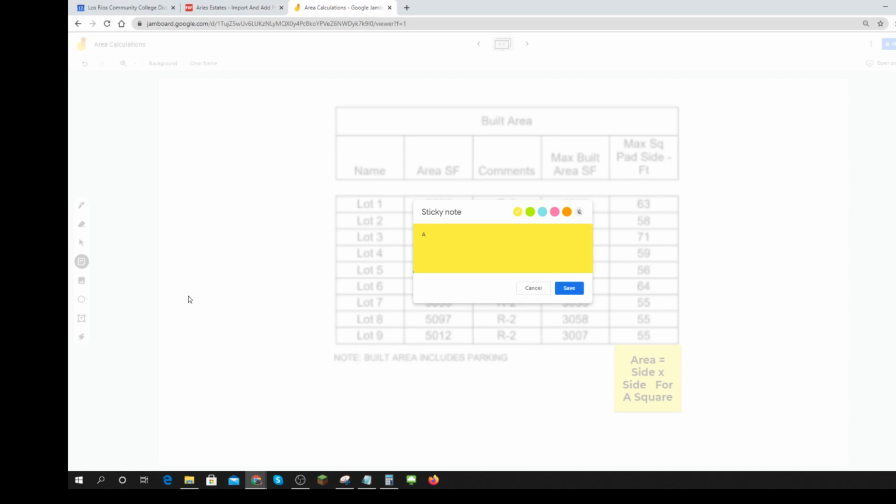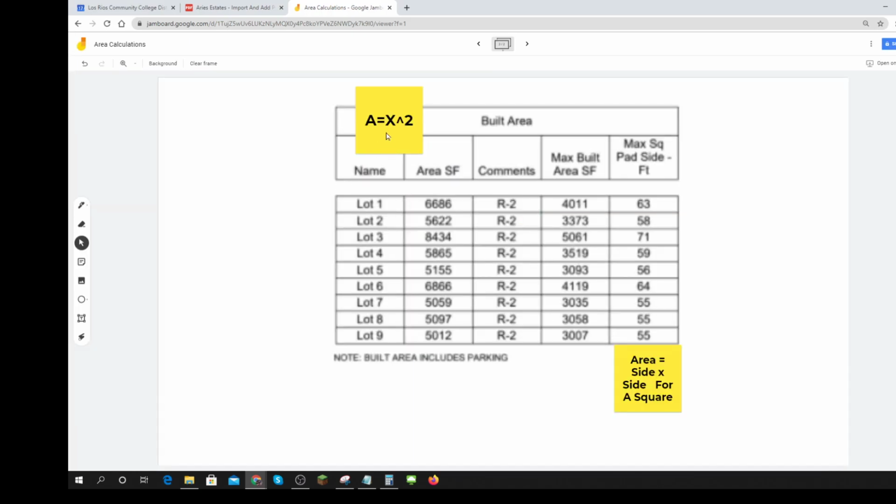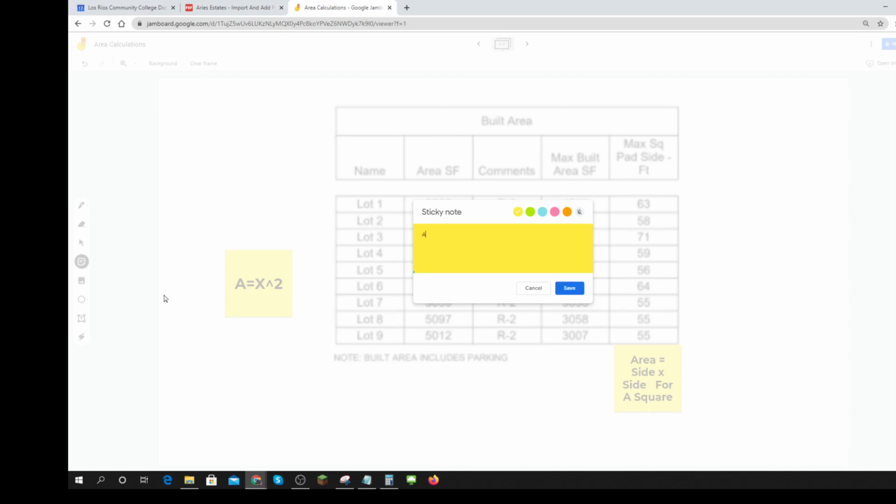A equals x squared. So I know that that's a formula. A equals x squared. That little weird thing right here, that's supposed to be x squared, x times x. So I can rewrite that as A equals big X times x.